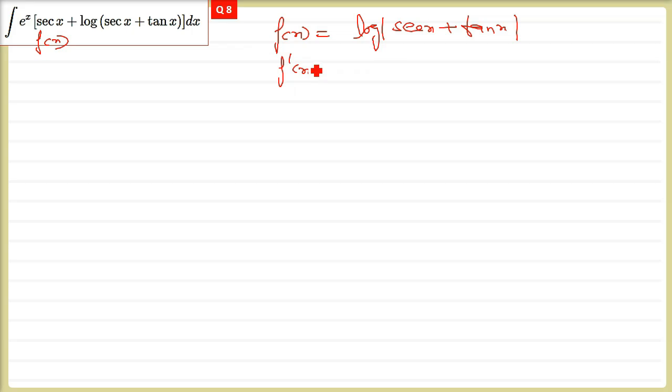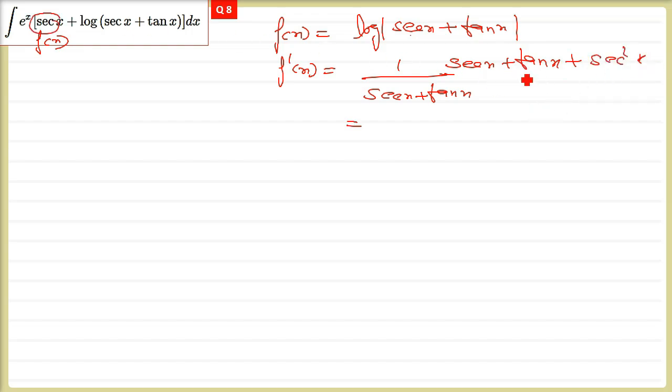When you differentiate this f dash x, this log of content, whatever is there, it will be 1 by that thing, that is 1 by sec x plus tan x, and then we'll differentiate sec x plus tan x. Sec x is sec x tan x. Tan x is sec square x. I'm just doing the differentiation. We haven't yet touched the integration part. So sec x into tan x, it's not plus, it's multiplication, plus sec square x. And this will ultimately boil down to sec x only, which you see from here only.